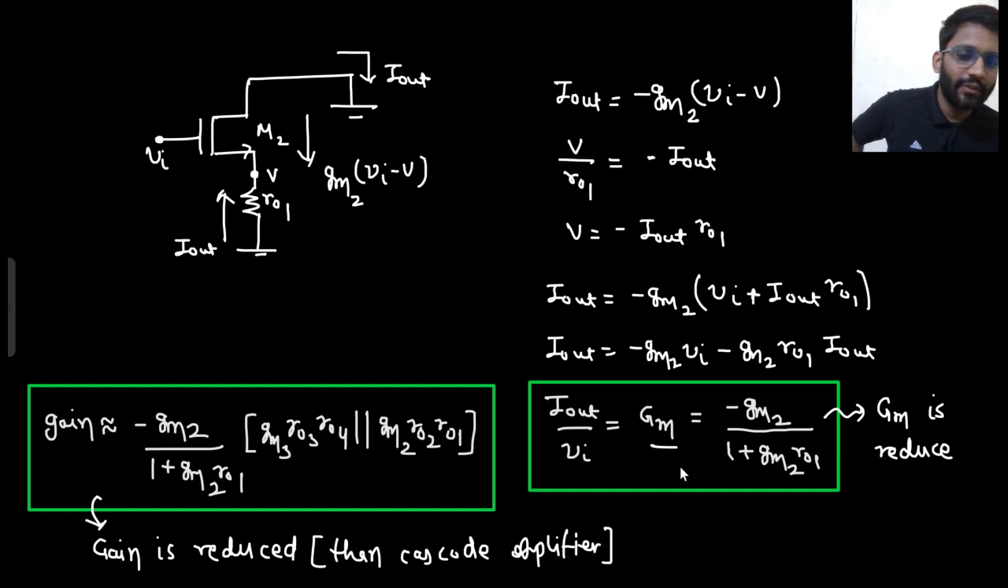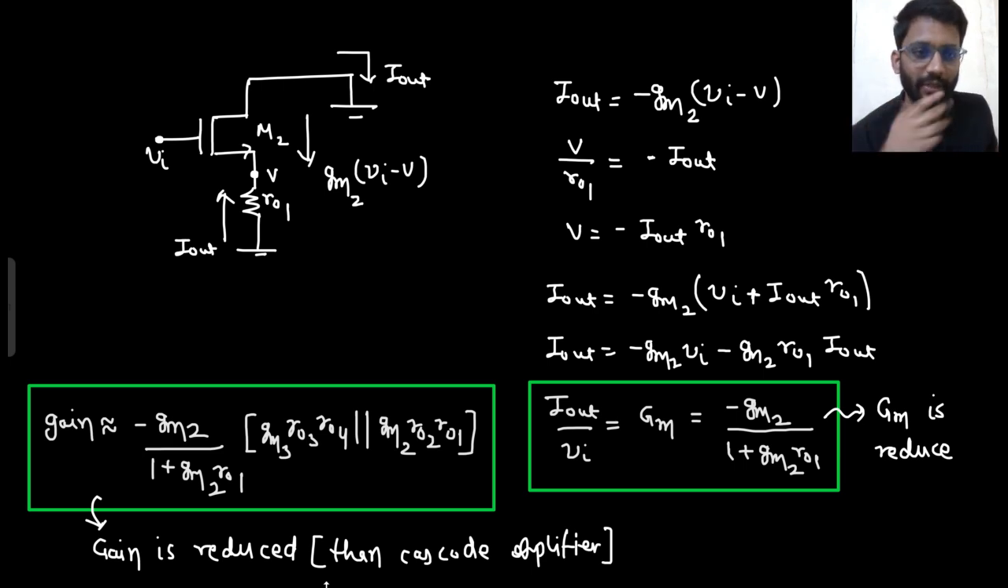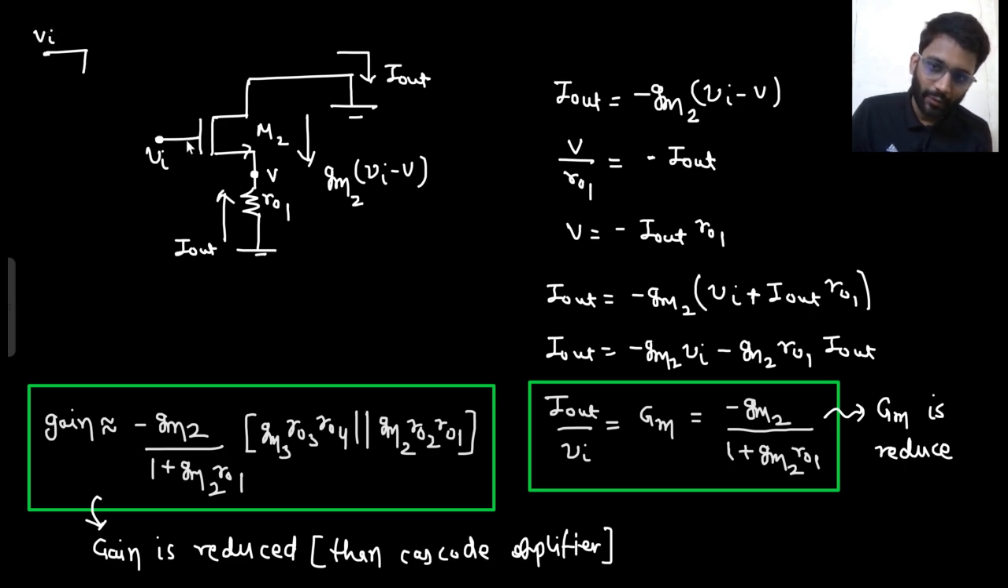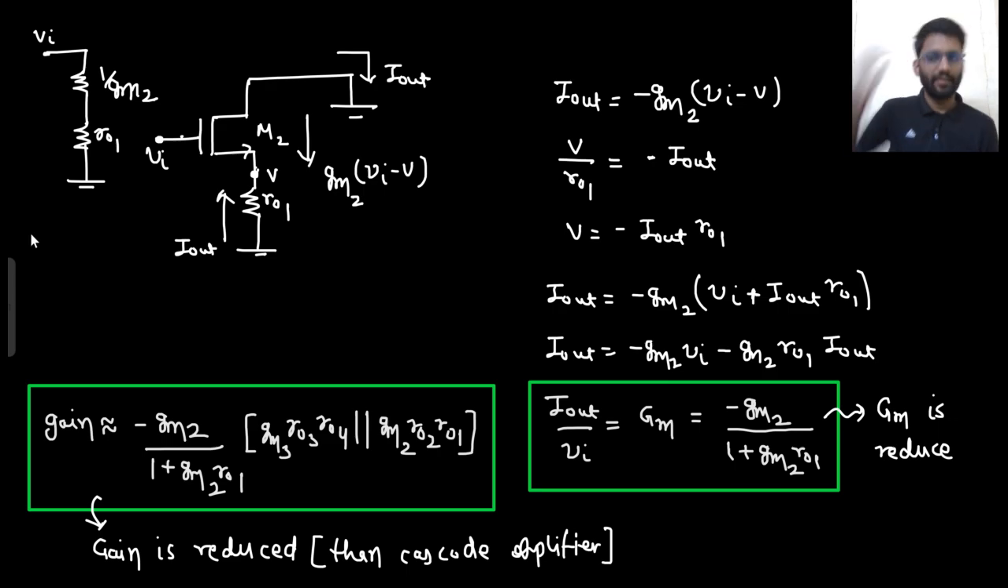So here we found out the value of GM like this, minus GM2 upon 1 plus GM2 R01. Well and good, this is also a good method. I can find out the GM value by one more method. What do I know? This is V in. Here I am having V in. From gate to source or from source to gate, I know there is 1 by GM2, right? And then there is this R01. And this is V in.